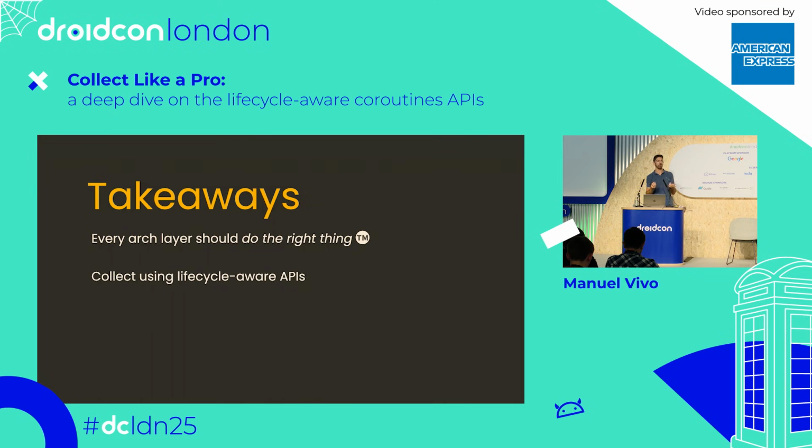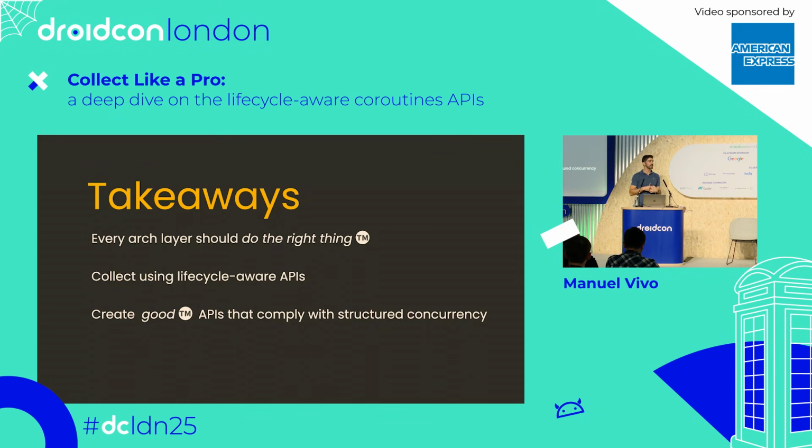Collect using lifecycle-aware APIs. It's been like 40 minutes of bombing you with this information, but hopefully it's a no-brainer. You just need to import the right libraries. Create good APIs that comply with the structured concurrency. This is really important if you want the APIs to be used by your colleagues and people in the community. And a good thing to keep learning more and more is by reading the source code of what others are doing, reviewing PRs and all that.